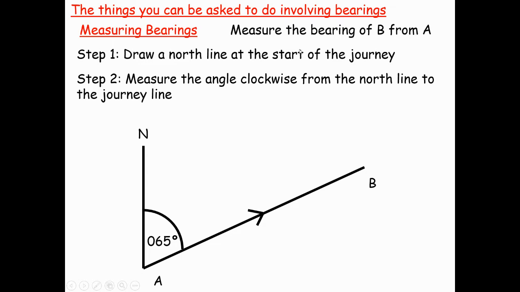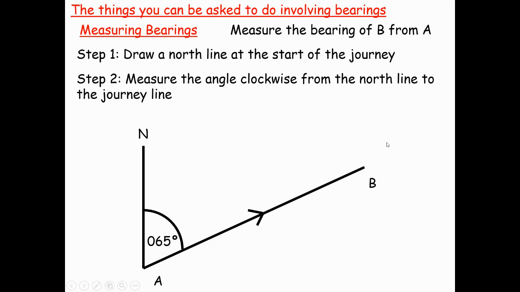Okay. The questions are always worded like this: measure the bearing of B from A. It might make more sense if we said from A to B, but it doesn't get worded like that for whatever reason. In all questions, they have it worded like this, so we've got to get used to it. From A, it's starting at A.